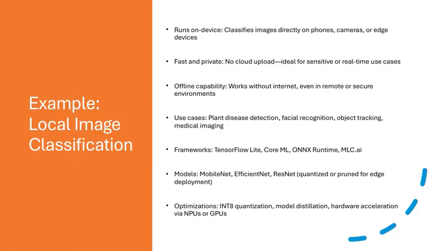Let's take a closer look at local image classification. This approach runs directly on devices like smartphones, cameras, or other edge devices, meaning the image is classified right there without needing to send data to the cloud. This makes the process both fast and private, since there's no need to upload sensitive images, which is especially important for real-time or privacy-critical applications.